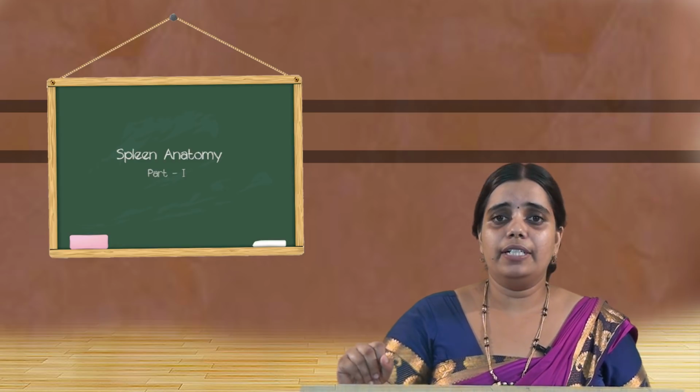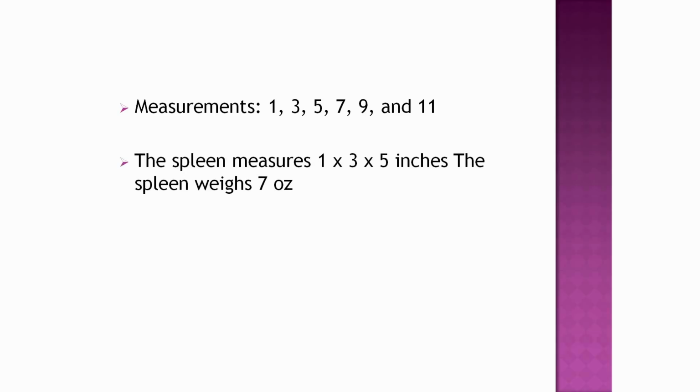What are its measurements? We can remember this using a mnemonic. You have to remember a few odd numbers: 1, 3, 5, 7, 9 and 11. Let's see what these stand for. It measures 1 into 3 into 5 inches. That is to say, it is 1 inch thick, 3 inches broad and 5 inches in length. I repeat, it is 1 inch thick, 3 inches in breadth and 5 inches in length. So totally it is 1 into 3 into 5 inches.